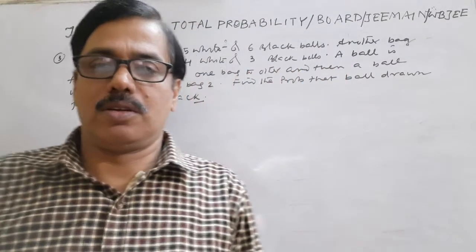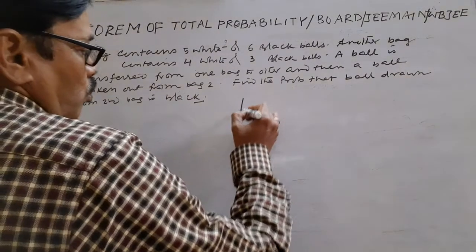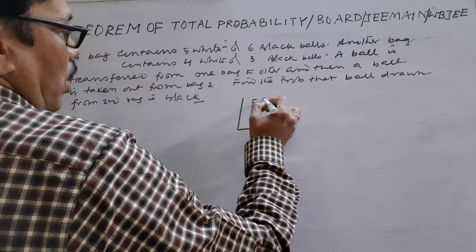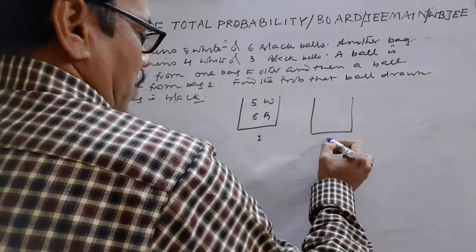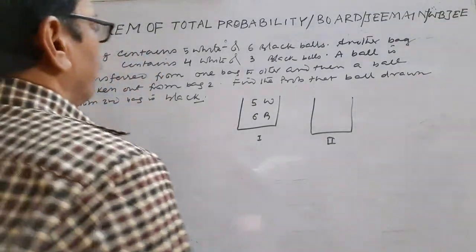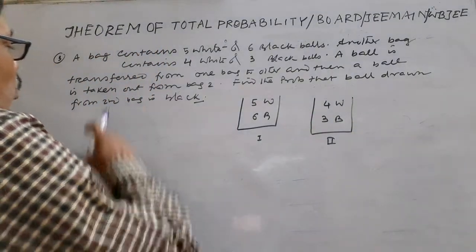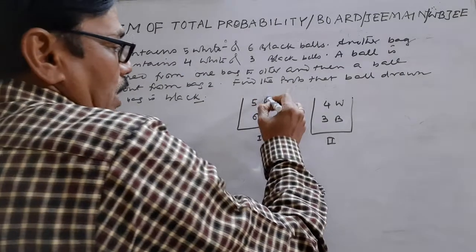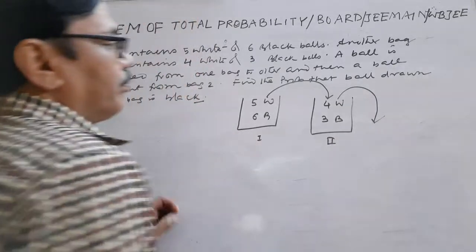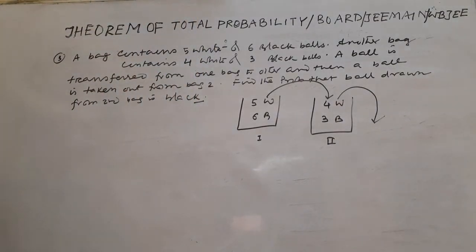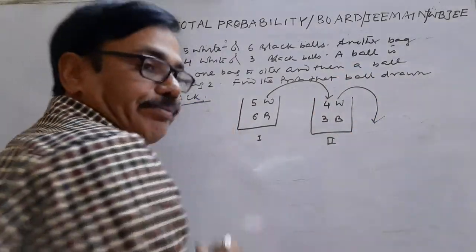Now we consider another type of problem. So there are 2 bags, 5 white, 6 black. This is bag 1. And bag 2, look, 4 white, 3 black balls. A ball is transferred from bag 1 to bag 2. Then a ball is drawn from bag 2. Find the probability that ball drawn from second bag is black.